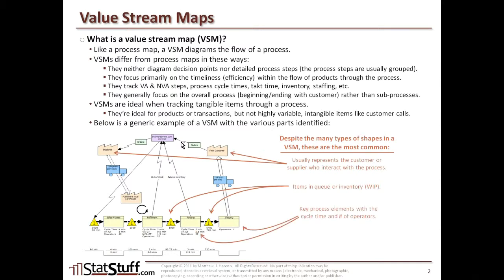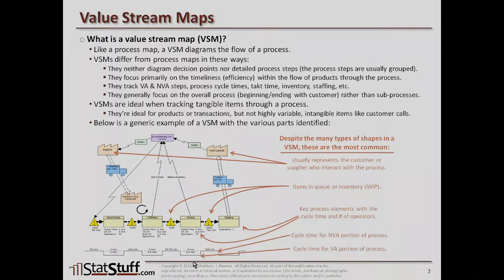Also, you'll have these boxes that reflect the key process elements, the cycle time, and the number of operators for performing those parts of the process. Then beneath that, you'll see some tracking for the actual cycle time for the items that are non-value-added, those items listed up here on top, and then the items that are value-added will be listed here underneath the process itself.